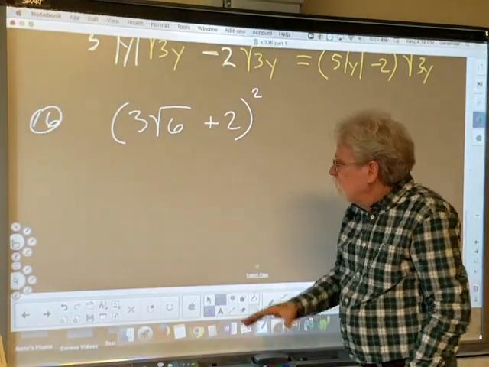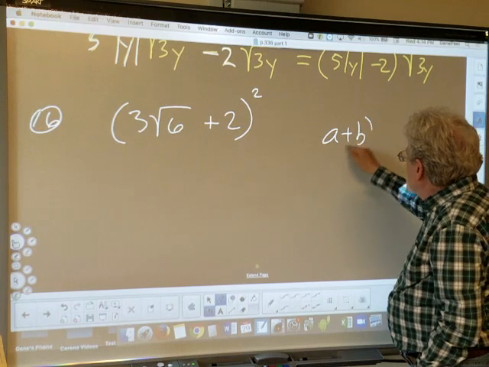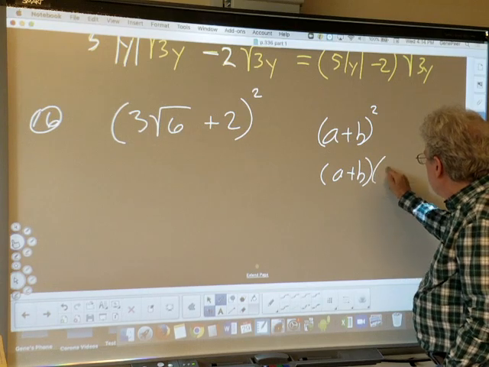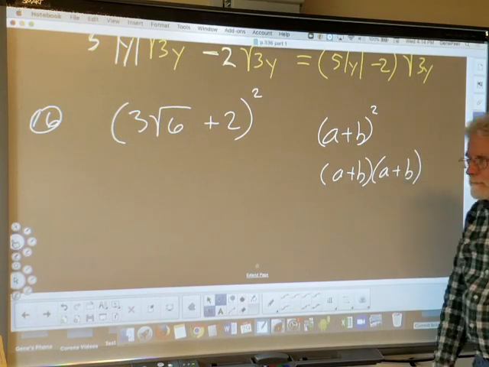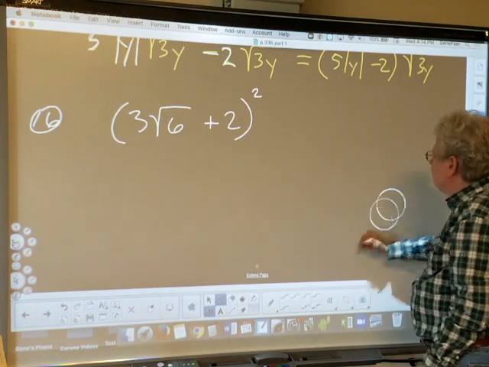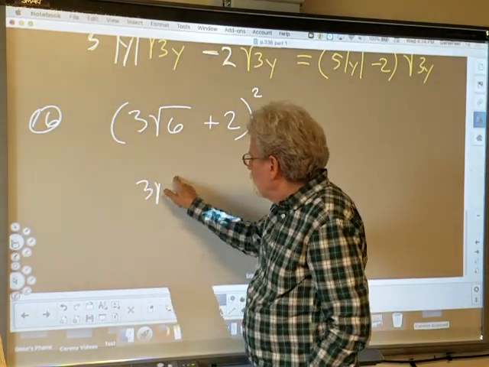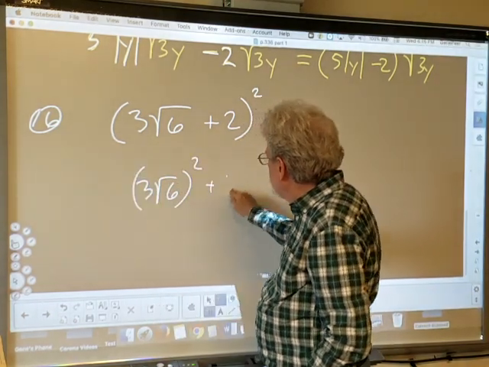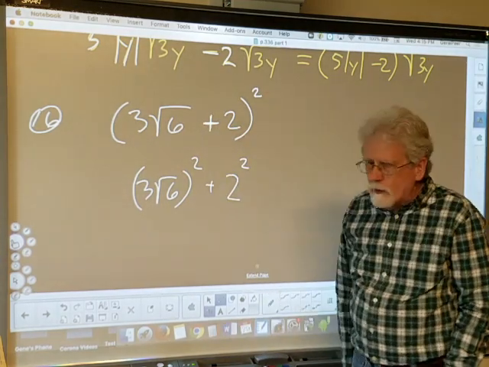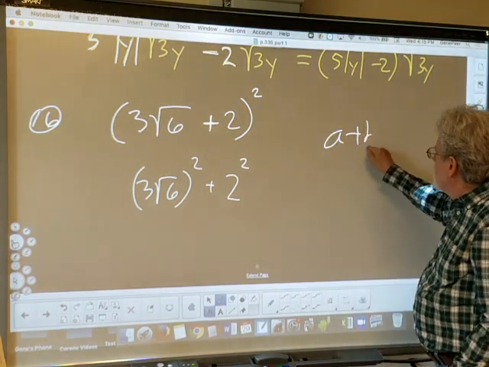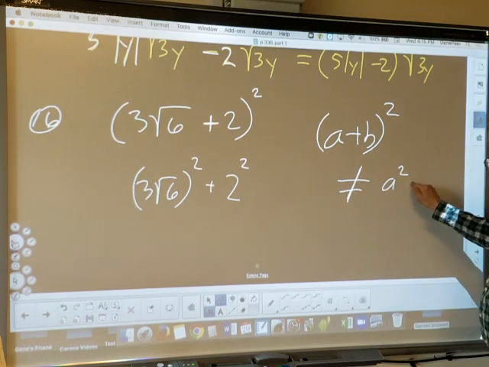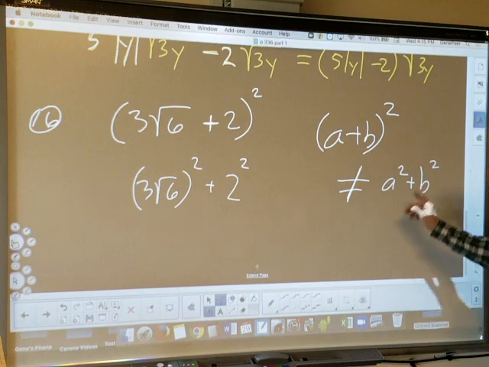You can either use the old shortcut for a plus b quantity squared, or you can multiply it out using FOIL, a plus b times a plus b. It is your choice. But folks, it is absolutely not equal to 3 squared times 6 squared plus 2 squared. There is no distributive property of exponents over addition. No, it does not work. A plus b quantity squared is not equal to a squared plus b squared. That's old information. We talked about that a long time ago.